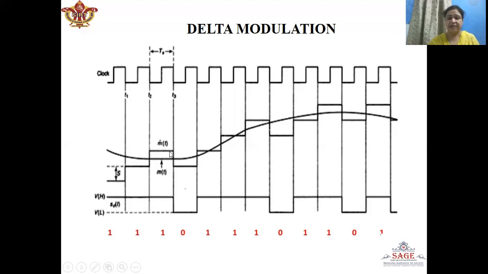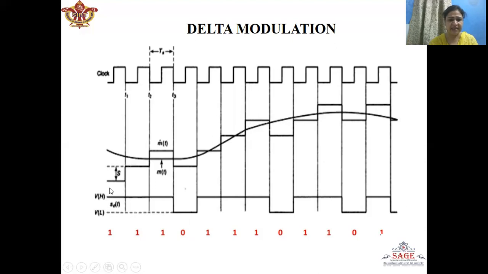Now again it will be compared with the present sample of the message signal. Now here the previous sample approximation of the staircase waveform is greater than the present sample of the message signal. So the output of the 1-bit quantizer will be minus delta. So this minus delta will be added to the previous sample approximation. So it will show a reduction in the amplitude. Now it will be again delayed for 1 TS, and in this way the staircase waveform will be generated. Now this staircase waveform will try to follow this message signal.